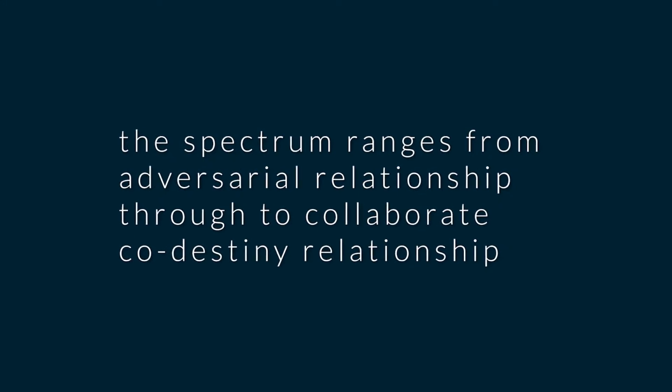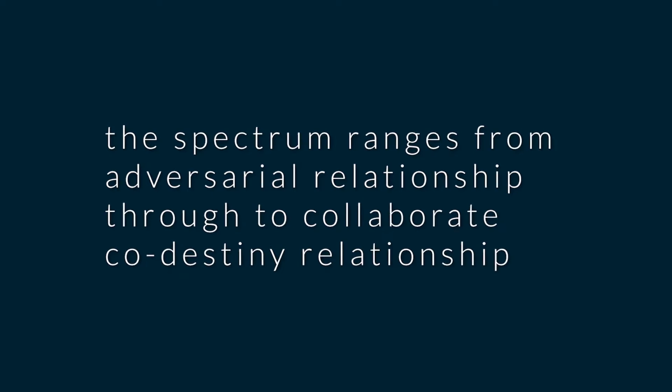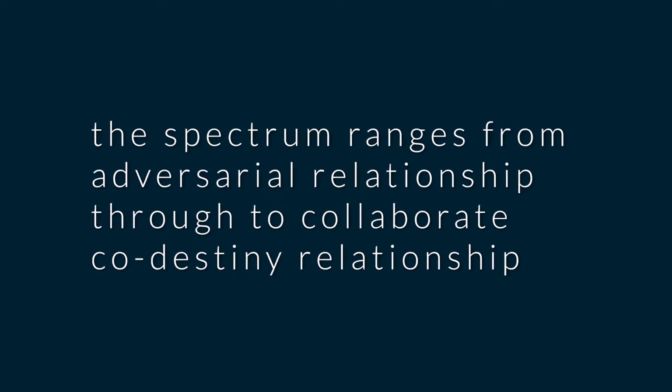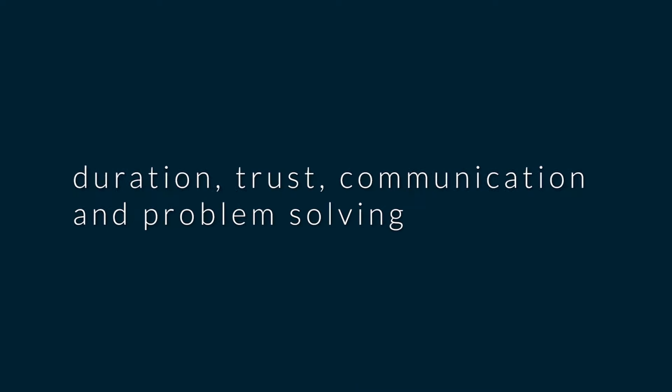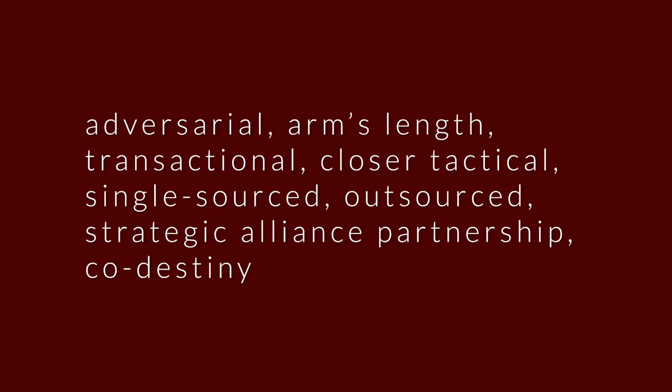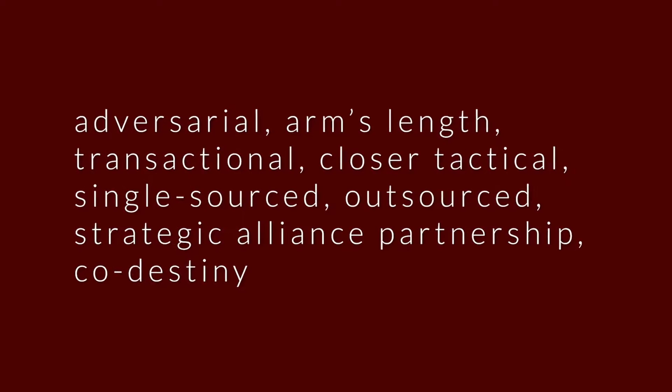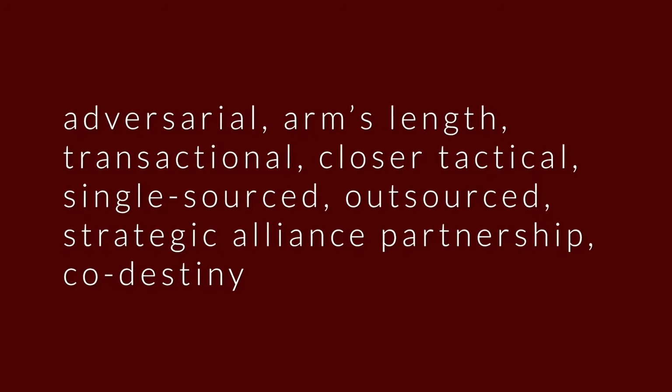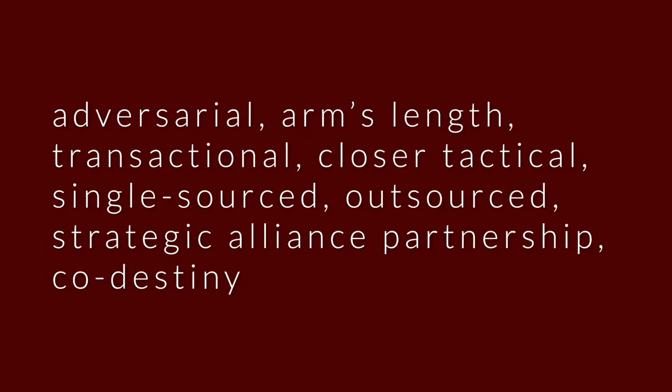The spectrum ranges from adversarial relationship through to collaborative co-destiny relationship. Depending on factors like duration, trust, communication, and problem solving, as well as how the relationship moves from adversarial all the way to collaborative, you can tell what kind of relationship you actually have. So adversarial, arm's length, transactional, closer tactical, single sourced, outsourced, strategic alliance, partnership, and co-destiny are the sort of nine relationships.